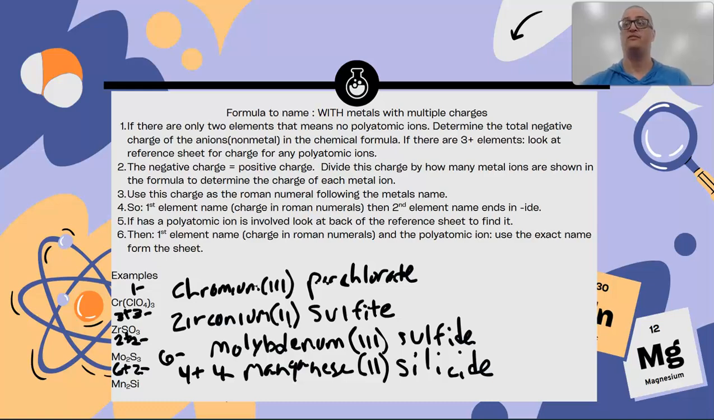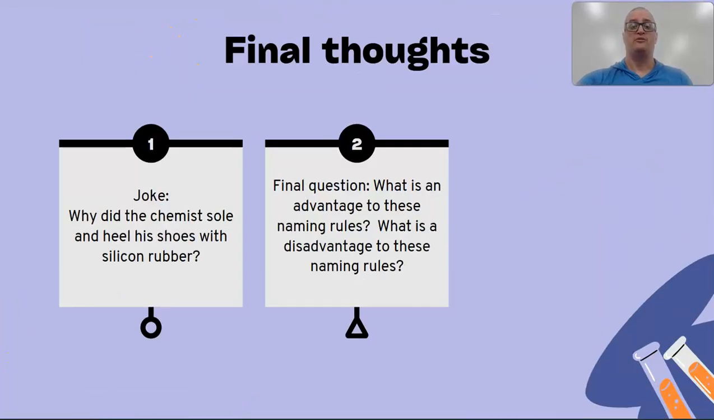Negative. Very negative. Coming down to our joke. Why did the chemist sole and heel his shoes with silicone rubber? It was to reduce his carbon footprint.